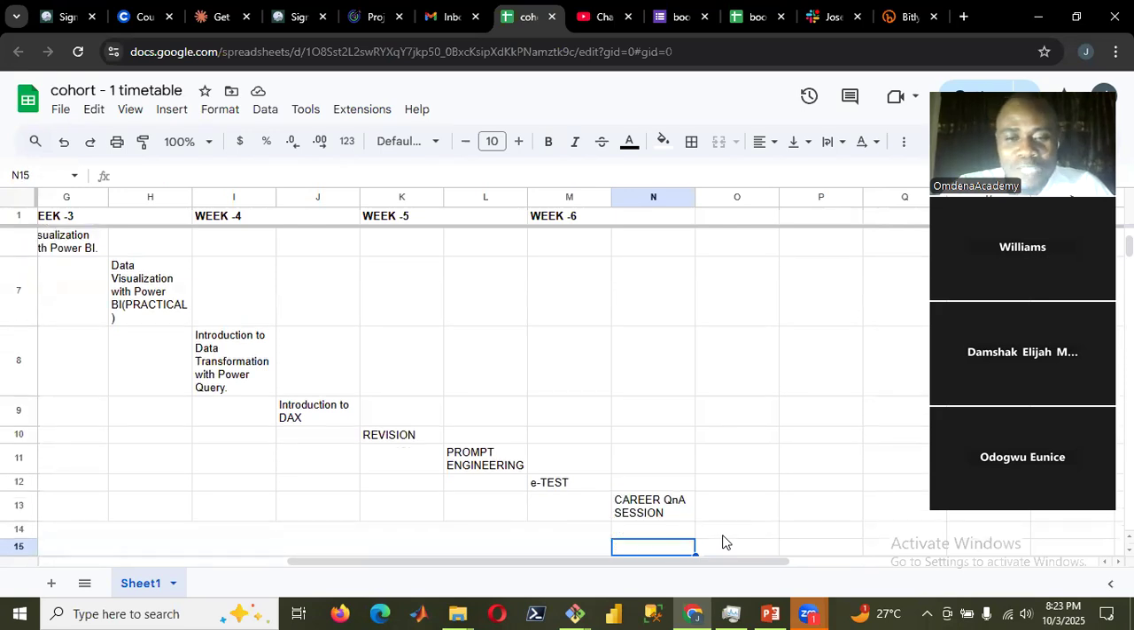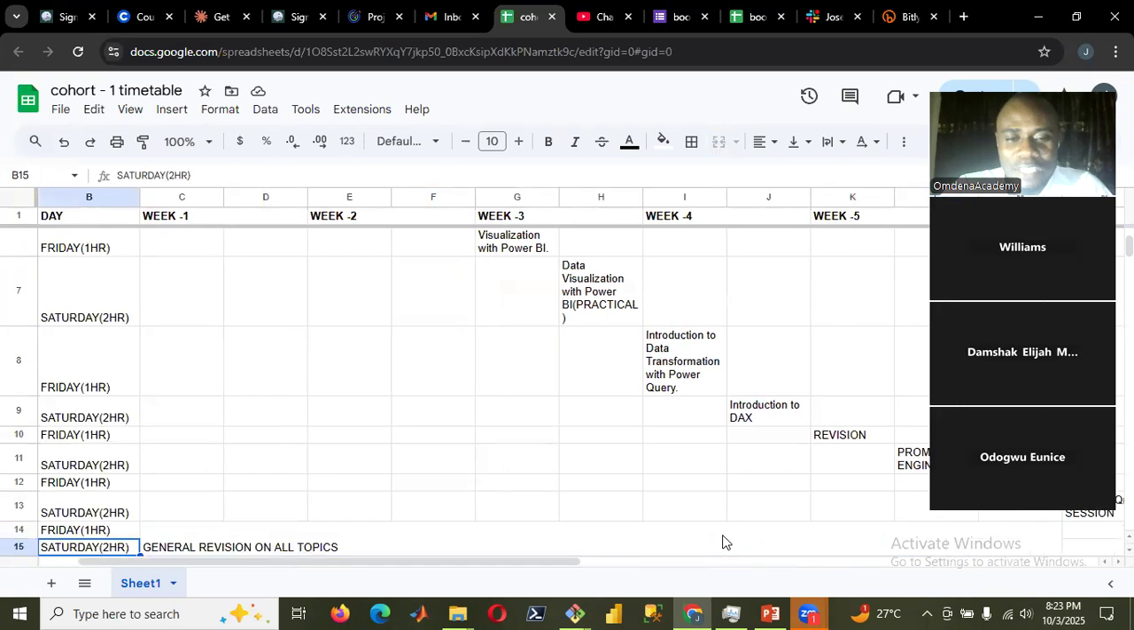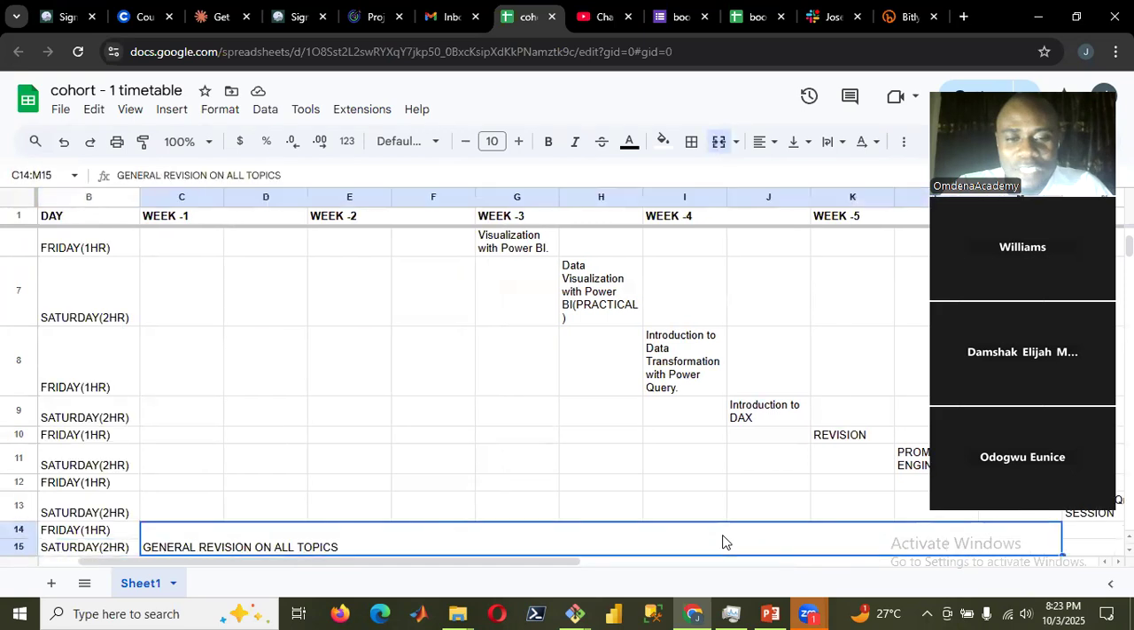And after that, we're going to have a general revision on all topics, everything we've discussed. We're going to dedicate the last week to see if anyone still has any confusion and all that. So also prepare your mind. I'm going to have any of those free vouchers to write certification in any of the courses that is related to what we are doing. I'm going to share them so that you also participate.